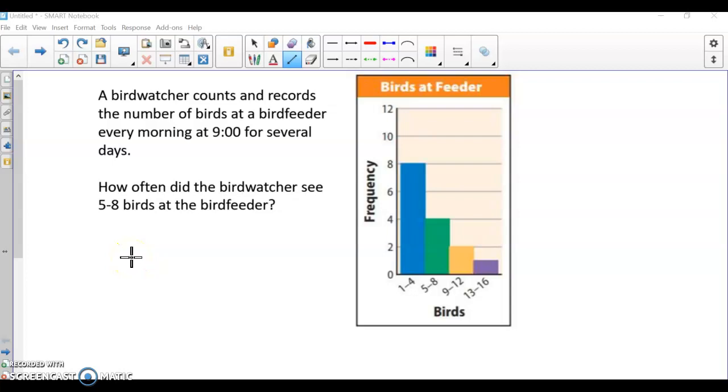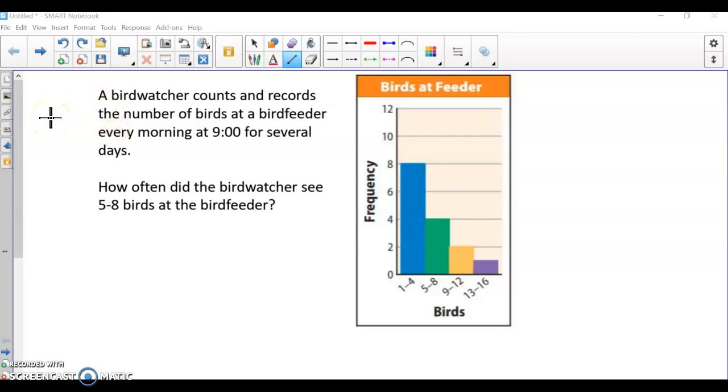Hello, sixth graders. Today your lesson asks you to interpret histograms, which means that you have to read the histogram. So let's try a few together. Remember, a histogram and a bar graph are similar. The only difference is that the bars on histograms are touching each other, whereas on a bar graph, they do not.